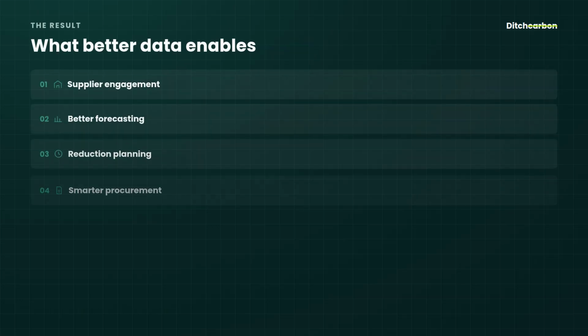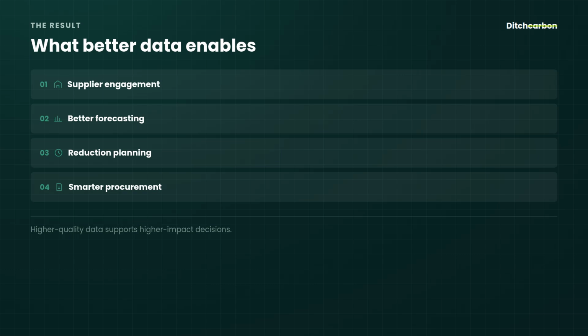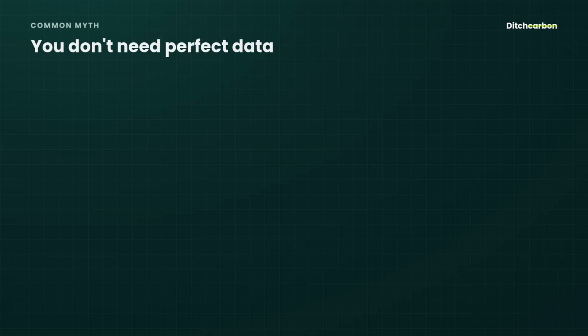Here's what changes once your data improves. You stop asking how accurate your footprint is. You start asking which suppliers you should work with first, which products create the biggest emissions, and where procurement can have the greatest impact. That's the point where Scope 3 data stops being a reporting exercise and starts becoming a decision-making tool. So let's bring this together.